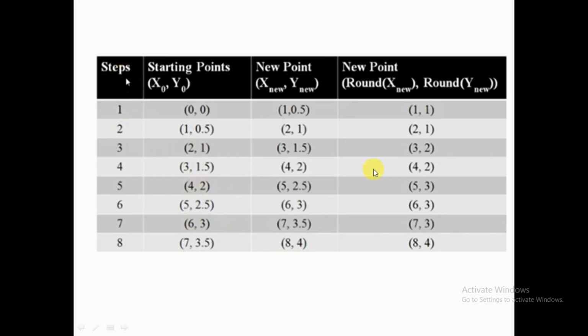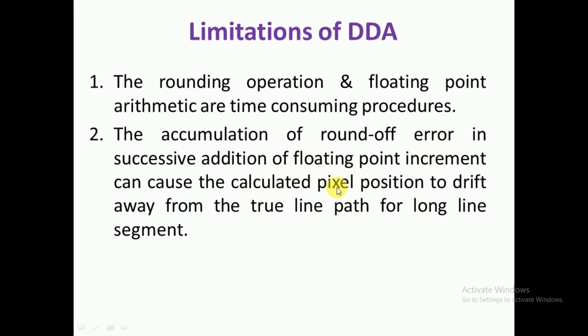Meaning, when you are rounding off, you got 0.5, but to this 0.5 you already added 0.5, so 0.5 plus 0.5. If it is a long line, this accumulation keeps on adding: here 1.5, again you added 0.5, that's why you got 2. If you do this for a long line, the accumulation may increase. Here 1.5 to 2 you got, but suddenly it may happen that it goes directly to 4. That is the meaning of this. Definitely it may drift away from the true line path for a long line segment.